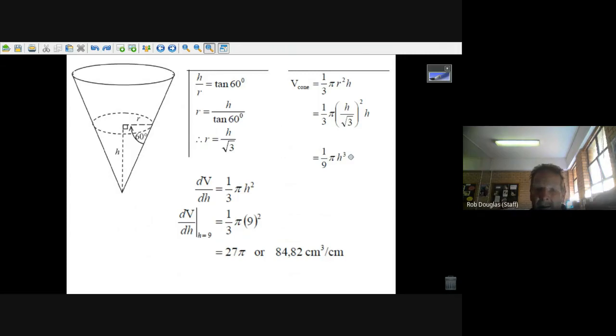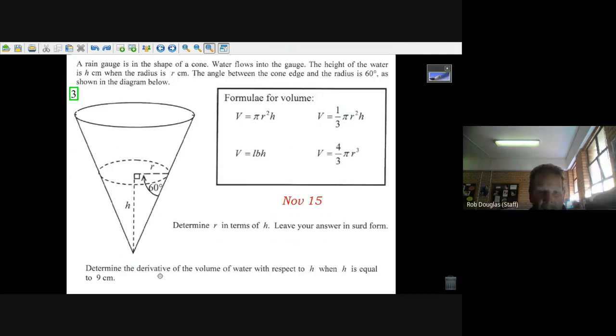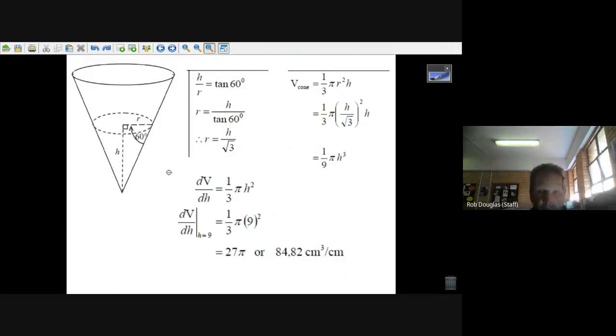Now we're looking for maxes and mins and all that kind of stuff. We take the derivative, and we just do the derivative thing to this: multiply by the power and subtract 1. Hey, but they're not asking for a max and a min. They actually ask for, let's see what they ask for. Determine the derivative of the volume of water with respect to h if h equals 9 centimeters. So they're saying put 9 centimeters in for h.